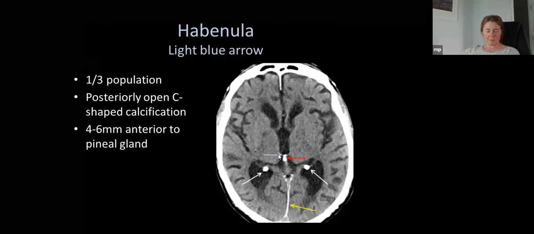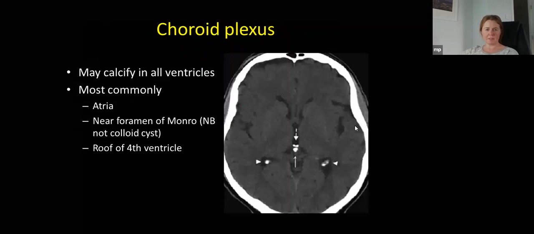So the habenula, which is what we also saw on the sagittal diagram, again, quite common. One-third of the population will have calcified habenula, and it lies just anterior to the pineal gland. The choroid plexus is really common, as we know.